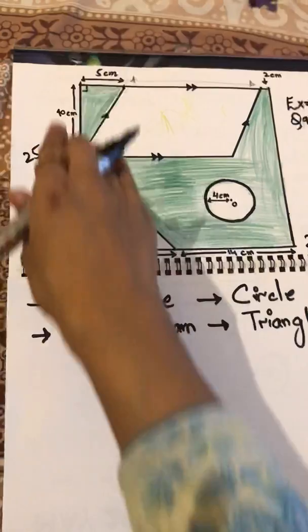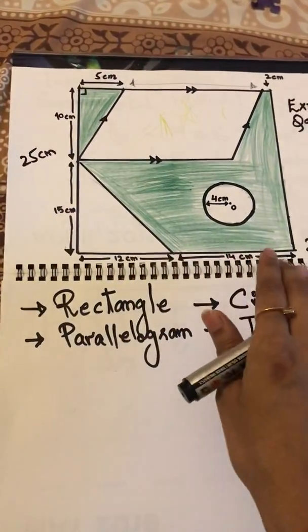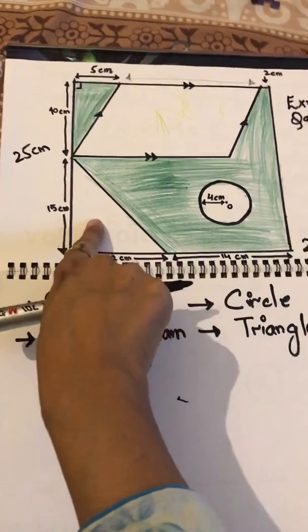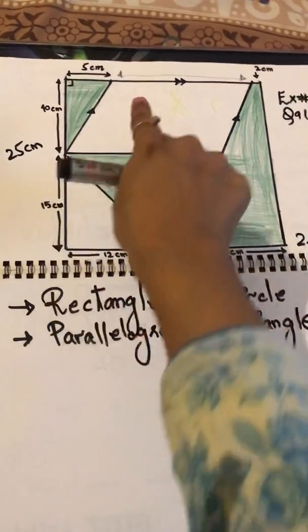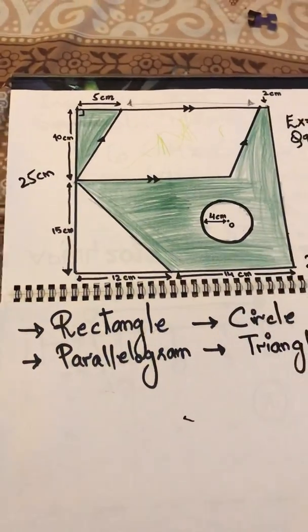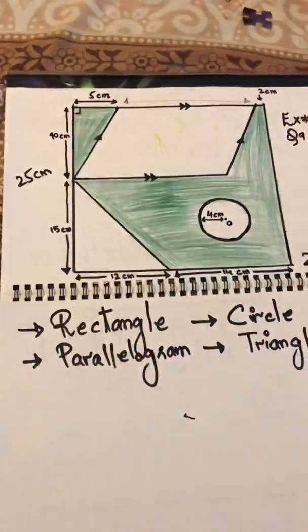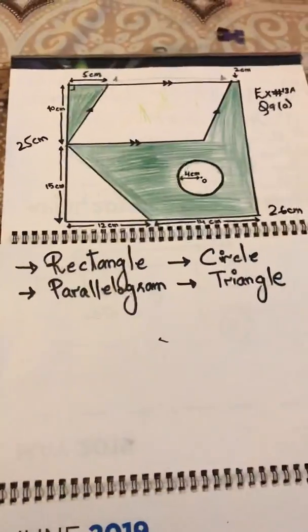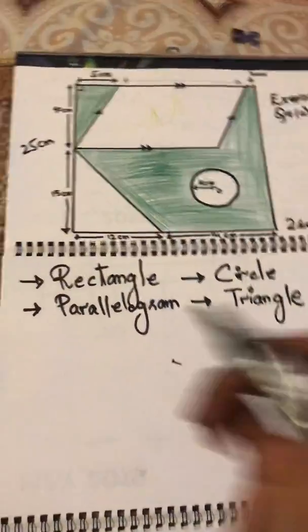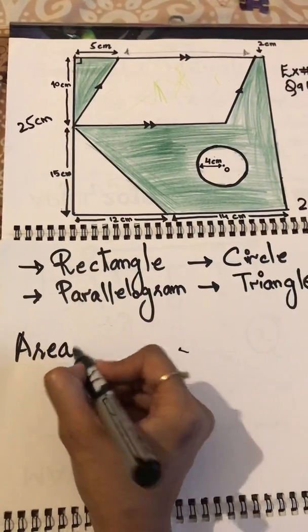Acha. Out of this rectangle, if we calculate the area of the entire rectangle and we subtract the area of the triangle, the area of the parallelogram, and the area of this circle, can we find out the area of this shaded region? Yes, of course we can. Now see, I have an approach to solve this, and I'm going to do it in a single step.